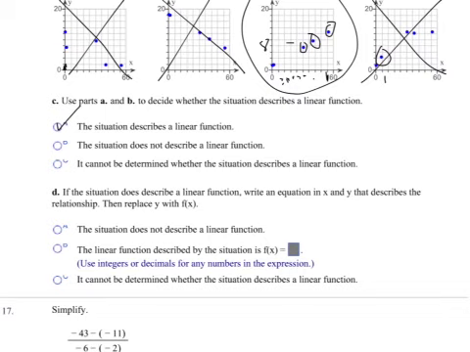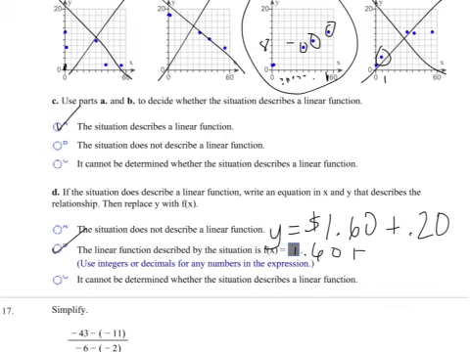Part D we really have already done. Since it does describe a linear function, they want us to write an equation in x and y that describes the relationship. Then replace y with f of x. So we've already done that. The linear function described in this situation was y equals 1.6, or $1.60, plus 0.20x. So we'll just replace y with f of x and put $1.60 plus 0.20x.